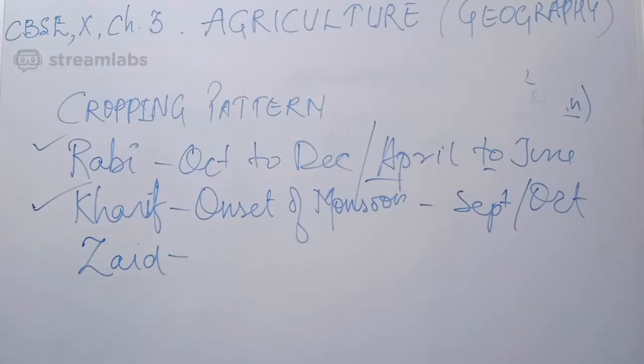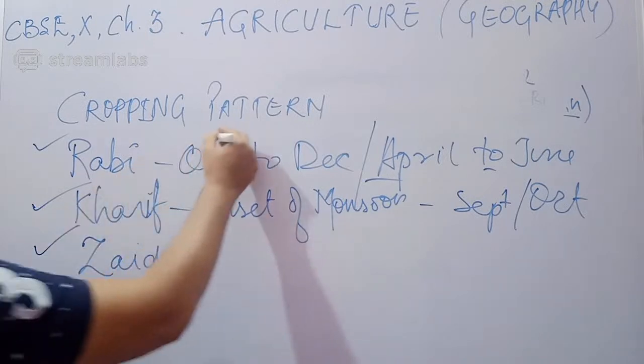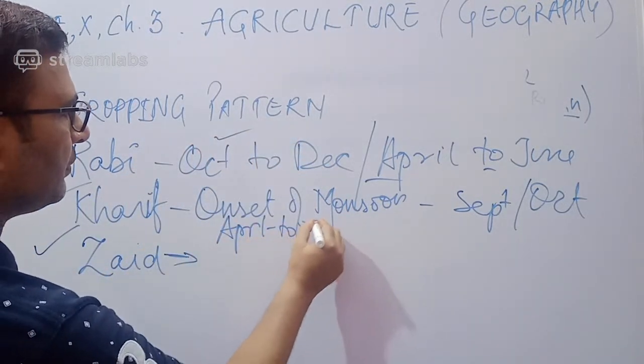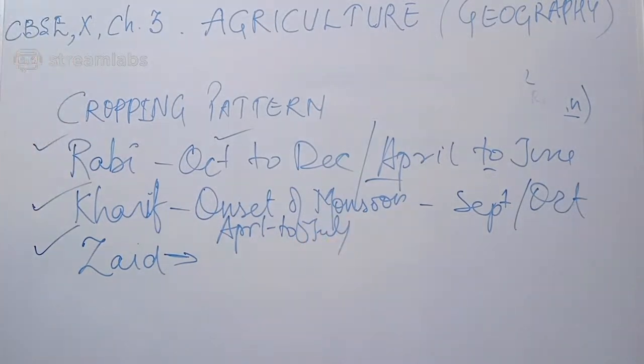Now I am moving to the next crop, that is Zaid. The third one is Zaid, Z-A-I-D. It is grown between Rabi and Kharif. I have written the months here for Rabi, and here make it April. April to June, simply make it June. It is grown in these two-three months.